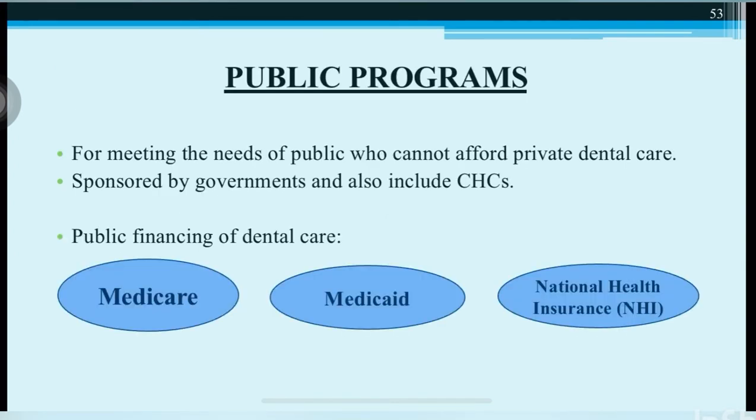Okay, so the next is public programs. For meeting the needs of public who cannot afford private dental care, it is basically sponsored by governments and also includes CHCs. Okay, so public financing of dental care basically includes three things. What are they? The first one is Medicare, second is Medicaid, and the third one is National Health Insurance.